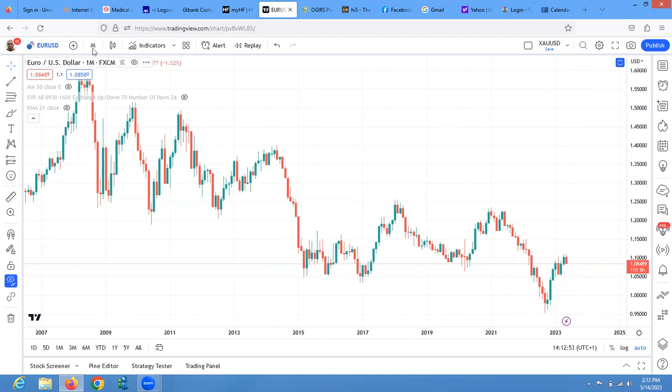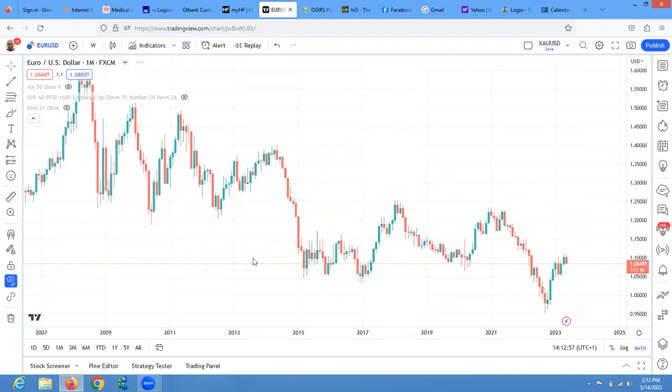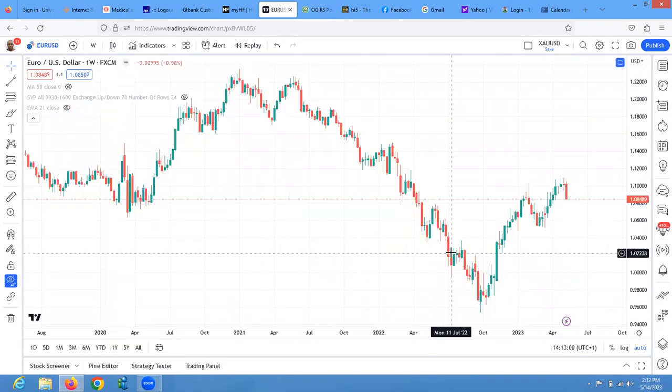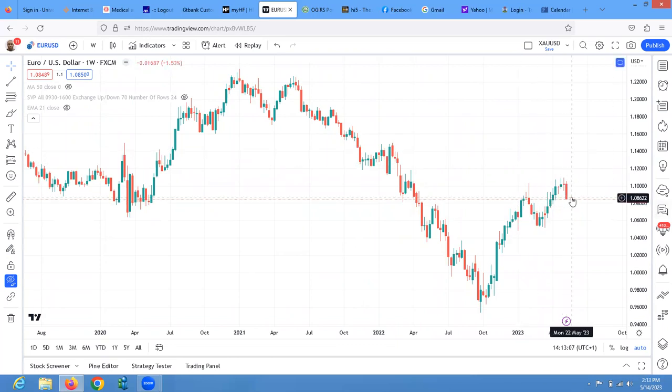Let me shift to the weekly time frame so that we can understand better. Now, this is what we have on the weekly. So on the weekly, we can see that this looks like we are coming down. But again, it does not look to me like a B. If we take this one as an A, it doesn't look to me as a B. I've said that.